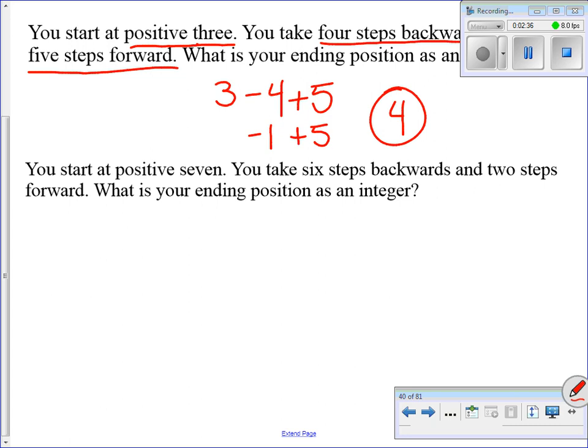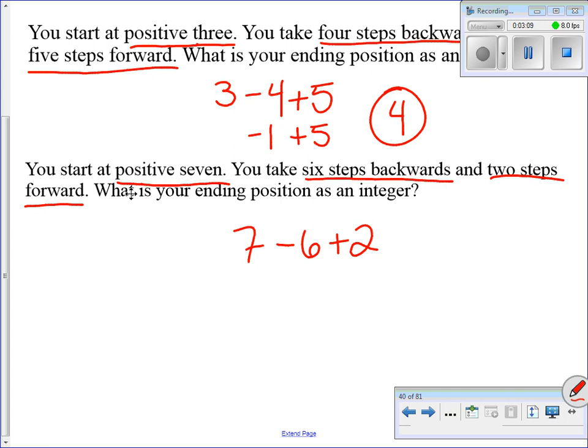You start at positive 7. You take 6 steps backwards and 2 steps forwards. This would be written as the integer expression of positive 7 minus 6 plus 2. Again, our reasoning is it told us to start at positive 7. 6 steps backwards would indicate a negative direction, and 2 steps forward would indicate our positive direction.